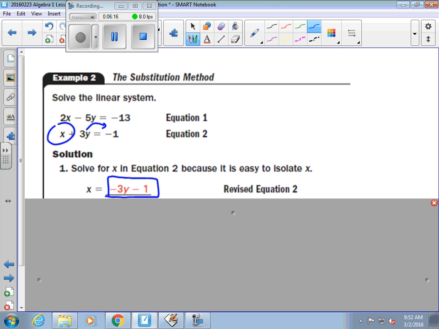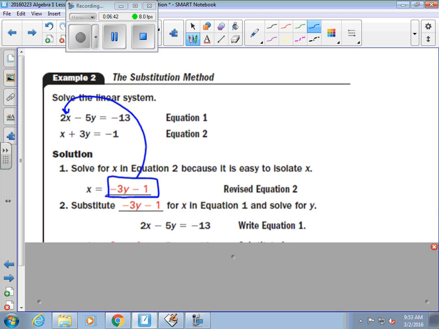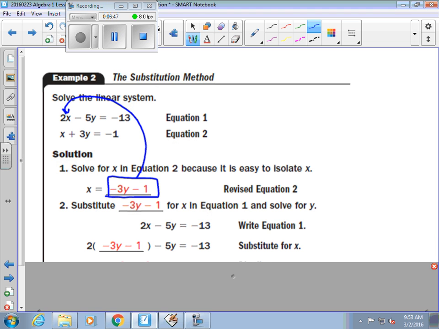Now what that means, step number 2 tells you, in place of x in the other equation, you're going to sub in or plug in that expression, negative 3y minus 1. So substitute negative 3y minus 1 for x in equation number 1 and solve for y. So 2x minus 5y equals negative 13 becomes 2 times negative 3y minus 1. All that did was sub in for x. Minus 5y equals negative 13.